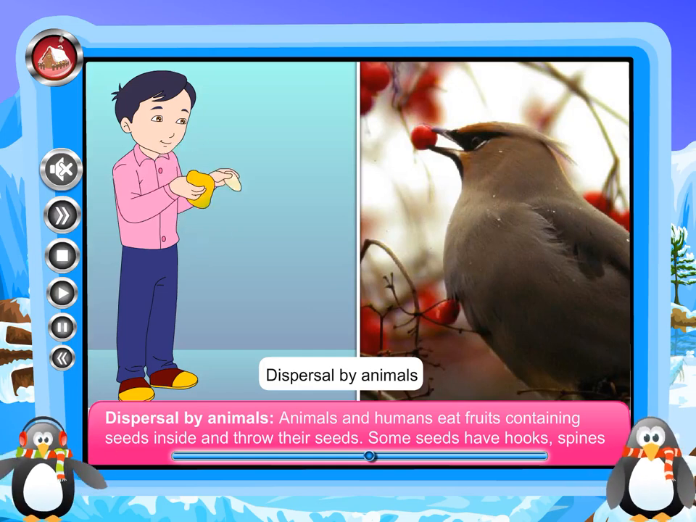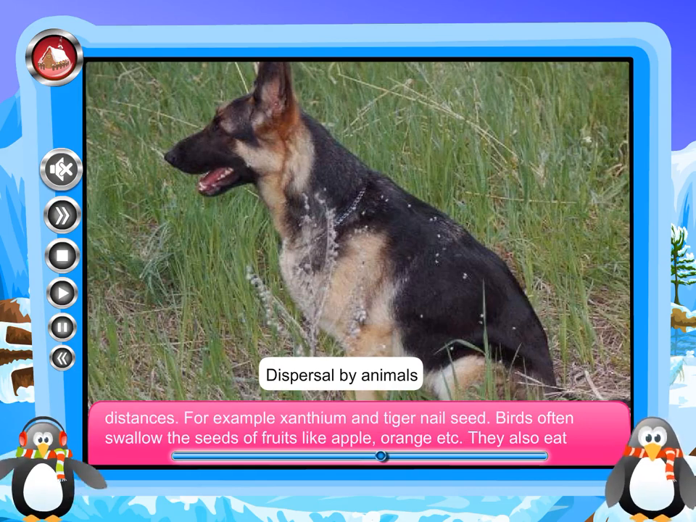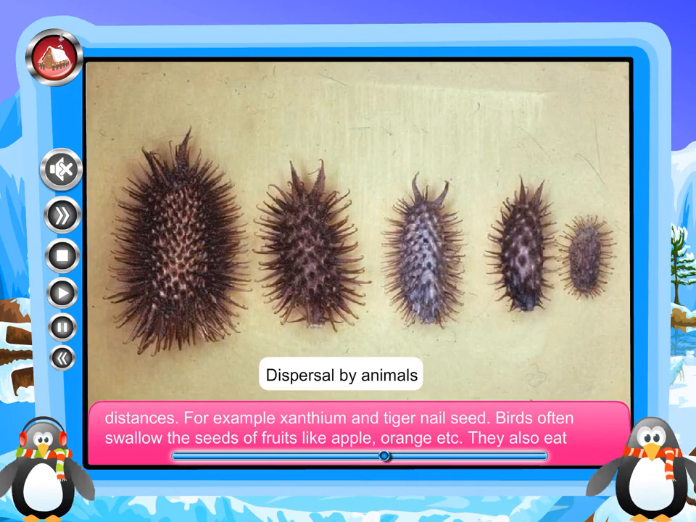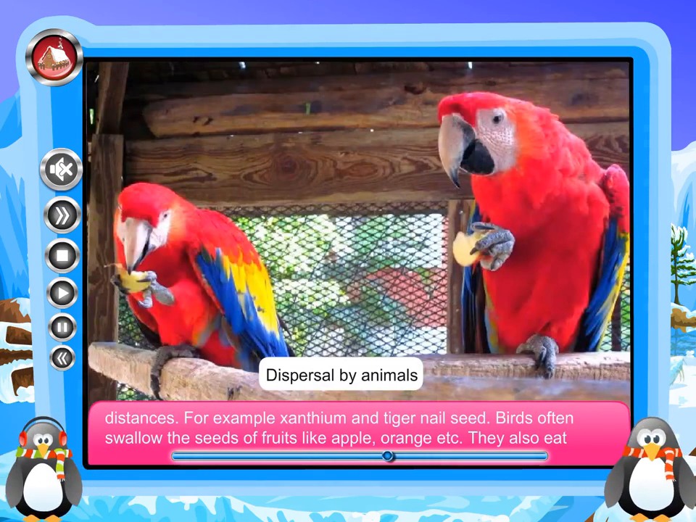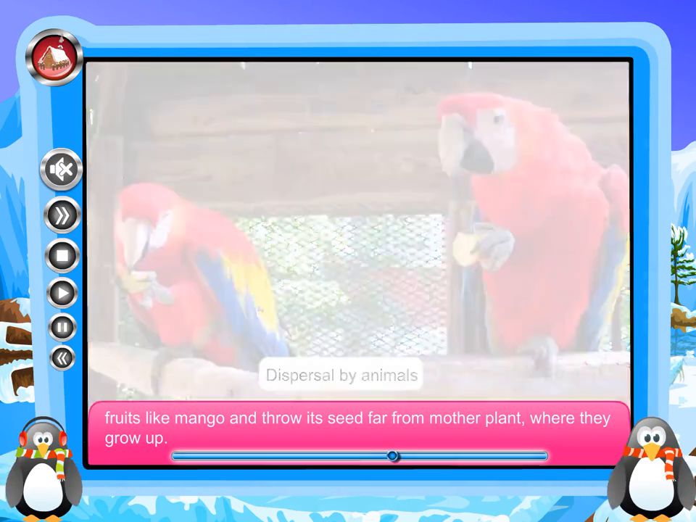Dispersal by animals. Animals and humans eat fruits containing seeds inside and throw their seeds. Some seeds have hooks, spines, or stiff hair which cling to furry bodies of animals and wings of the birds, or even to your clothes, and thus are carried away to long distances. For example, xanthium and tiger nail seed. Birds often swallow the seeds of fruits like apple, orange, etc. They also eat fruits like mango and throw its seed far from the mother plant, where they grow up.